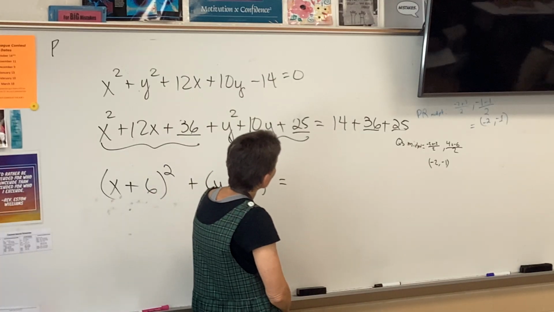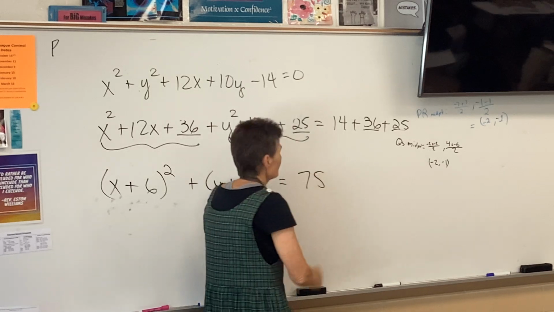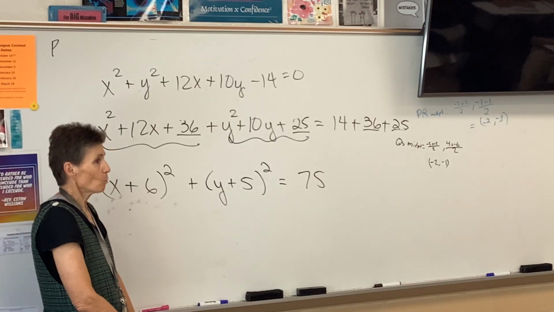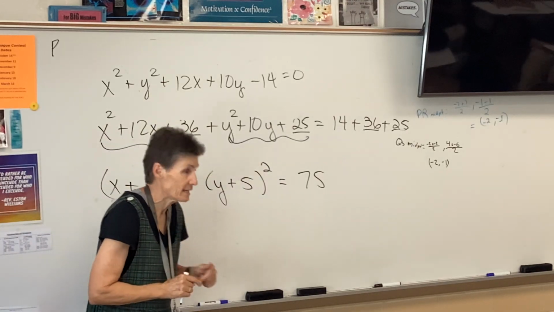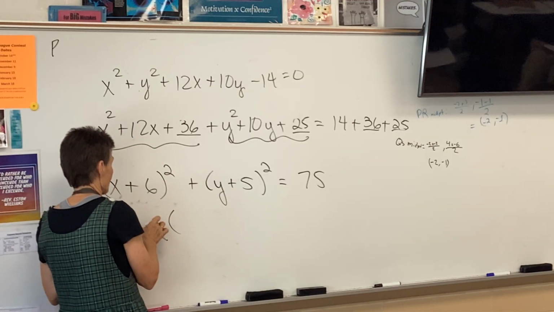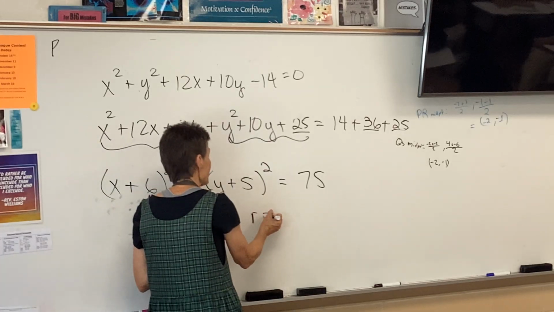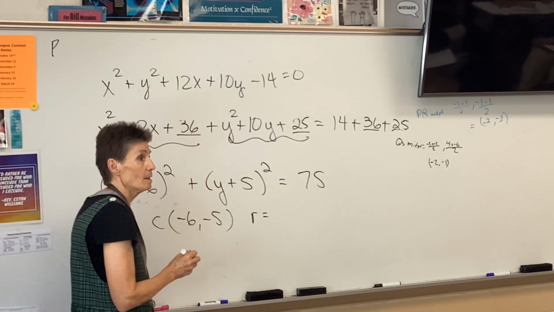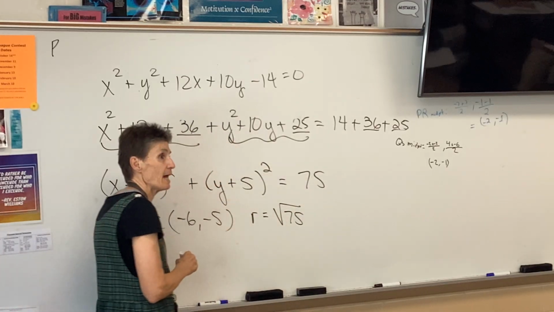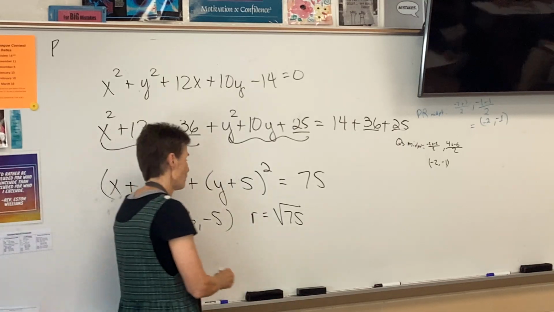And all that adds up to 75. And now the equation looks just like problem A again. So now it's easy. Where is our center? -6, -5. And what's our radius? Square root of 75, we'll want to break that down. That breaks down into 5 rather than 3.